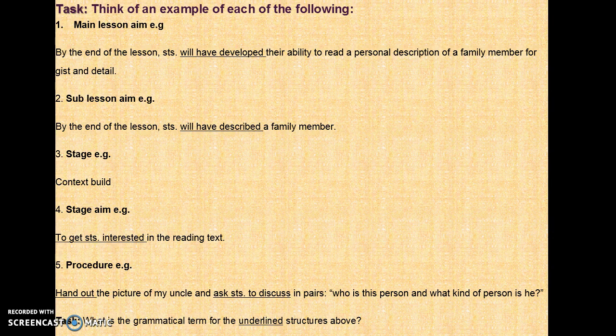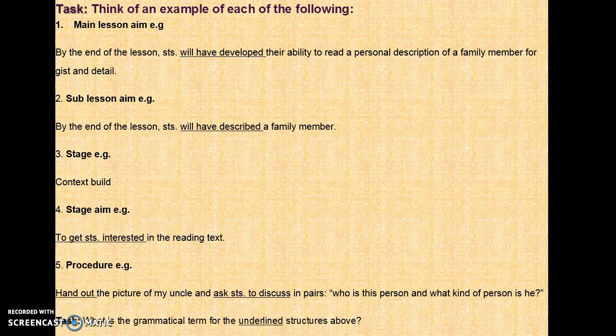Again, looking back from the end of the lesson on what will have been done is a very useful way to visualize your lessons. And that goes for the main lesson aim and the sub aim. The stage, again, is a noun or noun phrase. The stage aim is the infinitive of purpose, which again answers the question why. And the procedure is in the imperative.